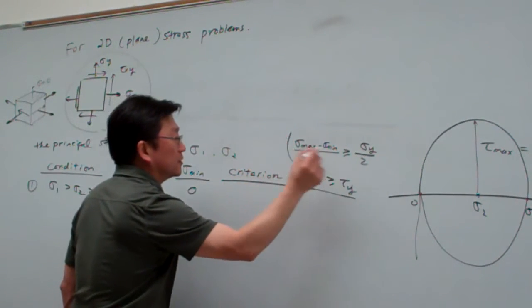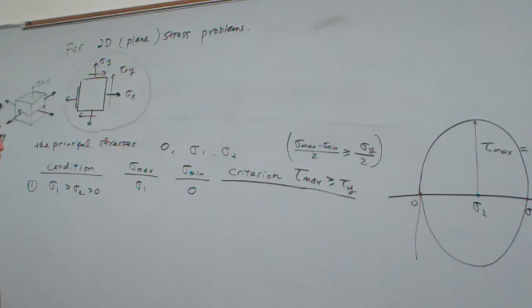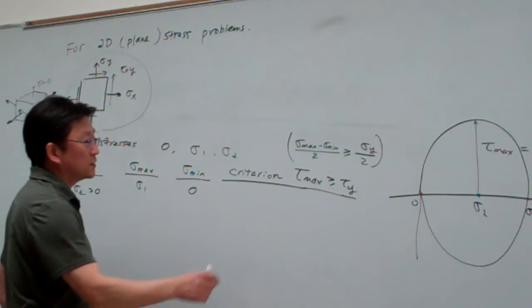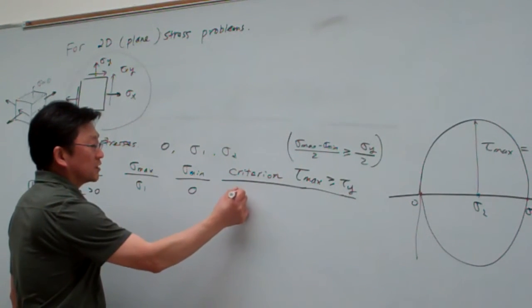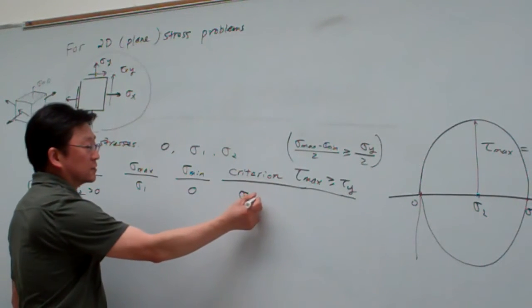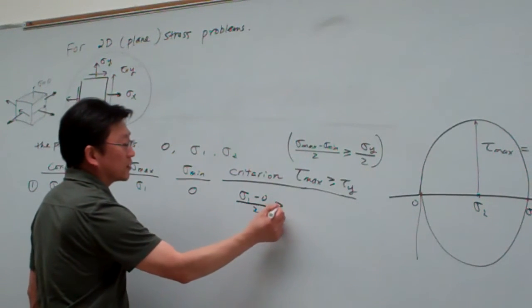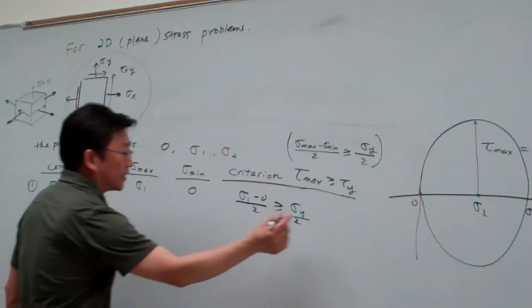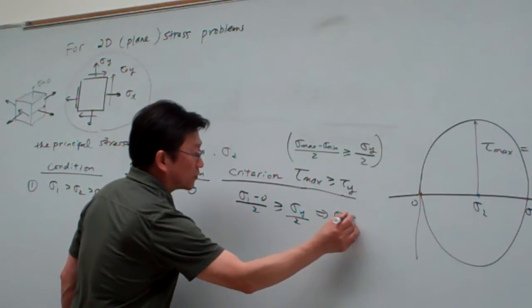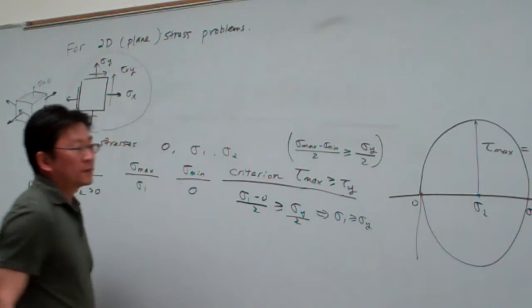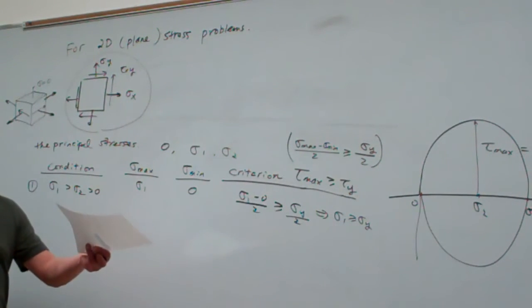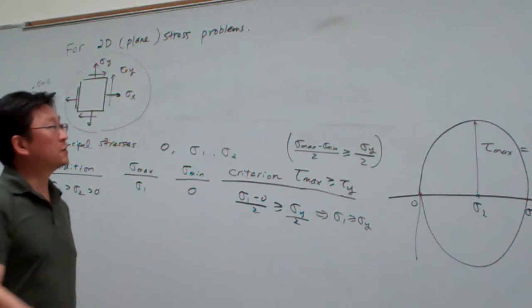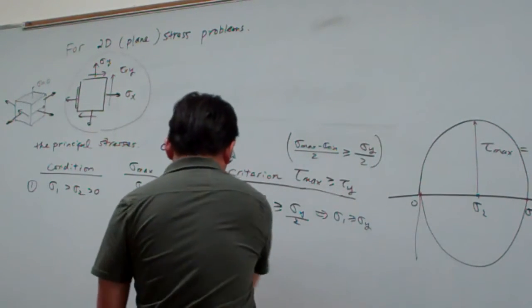So basically the criteria is this one. For this case, our maximum is sigma 1 and minimum is 0, divided by 2, must be greater than or equal to sigma y divided by 2. To simplify, this basically is sigma 1 greater than sigma y. Under these situations, the failure would occur. So we can do the curving.